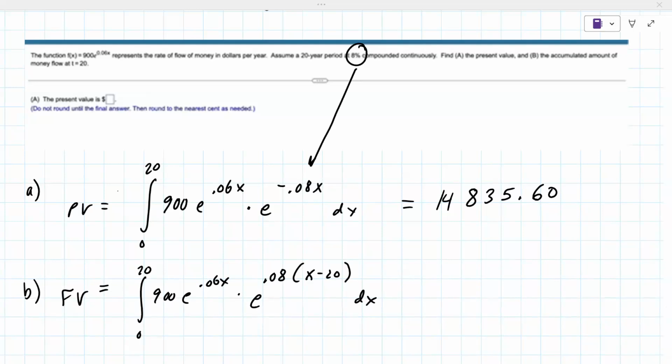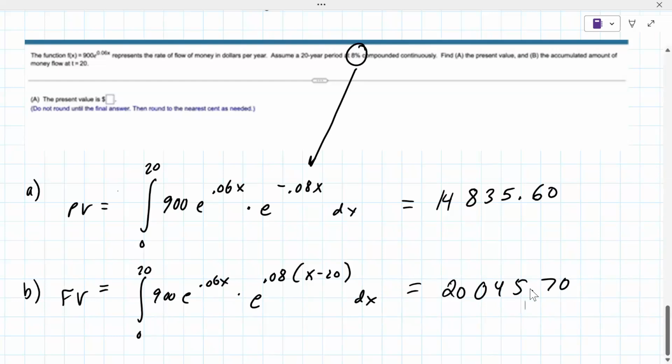But again, I'm just using the calculator. So it should be significantly more. Well, no, I shouldn't say that. It should be a larger number. Okay, 20,045.70. Let me know if there's an issue with that.